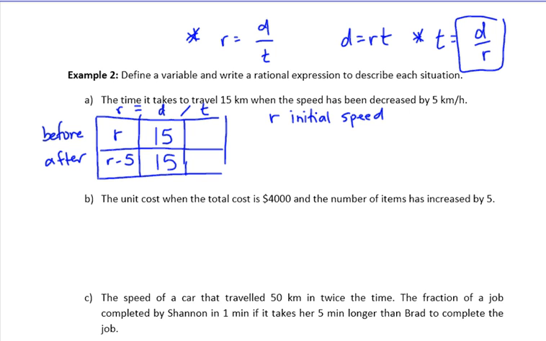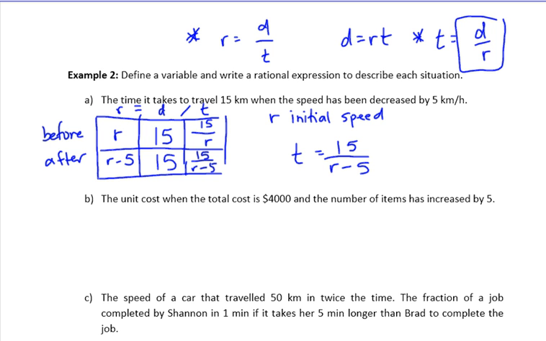And so time is distance over our rate. So our original time would be 15 over r, and our new time would be 15 over r minus 5. So our new time is 15 over r minus 5. Okay, so that's an expression for the time it takes to travel 15 kilometers when our rate has been decreased by 5.